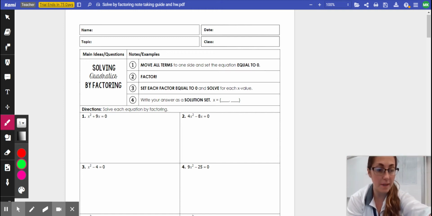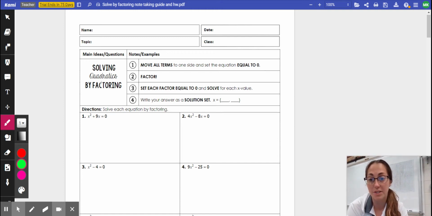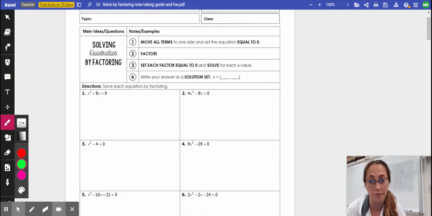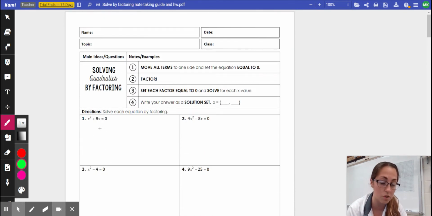Hey guys, today we are going to start solving quadratics by factoring, okay? So solving so far, we've done that with graphs, and that's fine, right? We can certainly do that, but it's a lot of work to graph, and factoring is a lot faster. So we're gonna take our quadratic equations, no matter what they are, and we're gonna factor them and solve, and that's our solution, right?